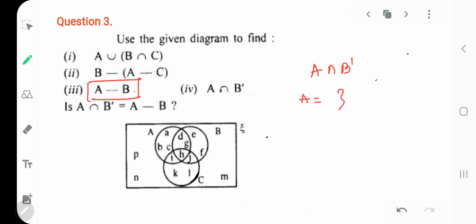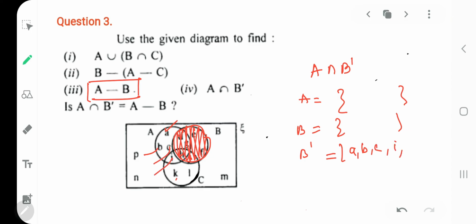You have A set. Okay. What will be B? We have B set also. So B complement क्या होगा? B के अलावा बाकी सब. तो B के set में जो सब आ रहे हैं उनके अलावा whatever is remaining will be in your B complement. So what is remaining apart from B? A, B, C, I, K, L, P, N, M. So this is called as B complement.